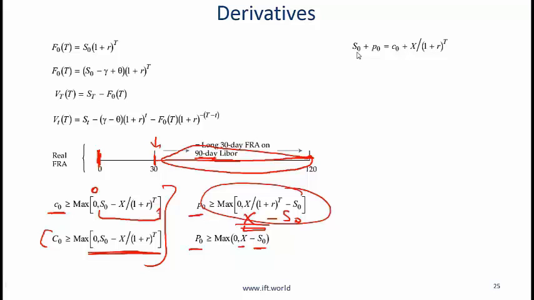A protective put, given by a stock and a put option, is equal to a fiduciary call, given by a call option plus a zero coupon bond. And note that here we are talking about European options.